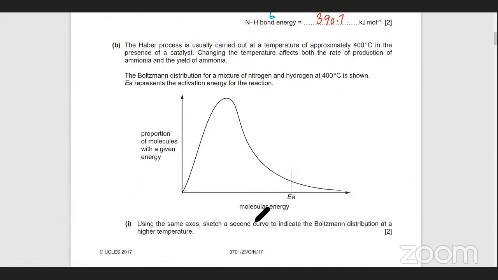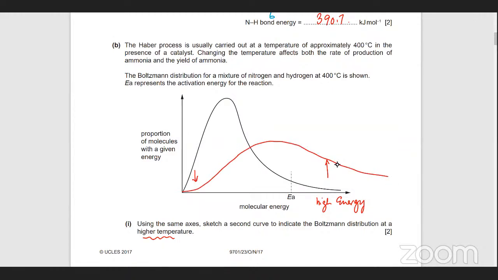So then you have the Boltzmann distribution, and he's asking, use the same axis, sketch a second curve to indicate a Boltzmann distribution that is at a higher temperature. So what happens at higher temperature? This is the high energy side. So at higher temperatures, you have more molecules having high energy. The height is the number of particles. So you have more particles at higher energy, and you have fewer particles at lower energy. So the graph is going to get skewed to the right.